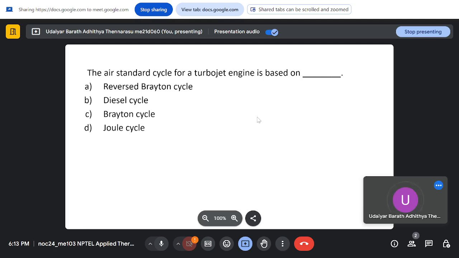The next is, the air standard cycle for a turbojet engine is based on dash. Answer A, reversed Brayton cycle; B, diesel cycle; C, Brayton cycle; and D, Joule cycle. So this is answer C, Brayton cycle. Also see the components are the same. You have a compressor, combustion chamber, and your expander. So this is what we are having in a Brayton cycle.